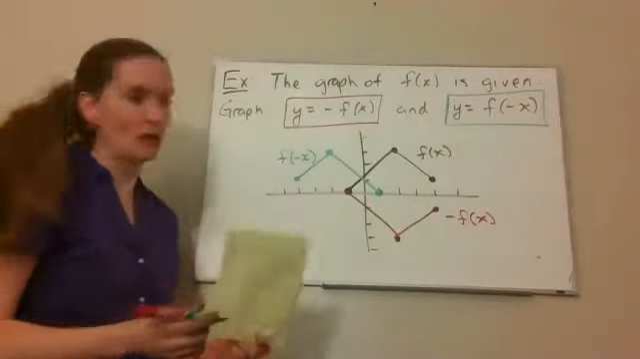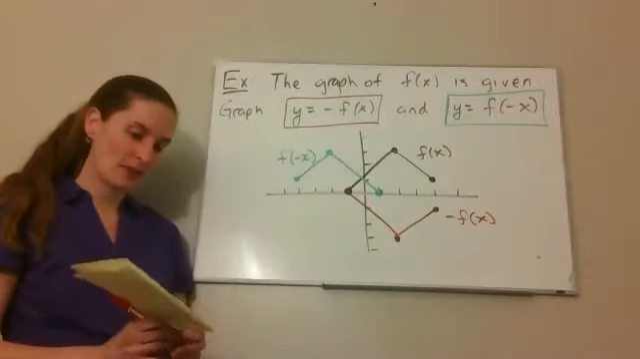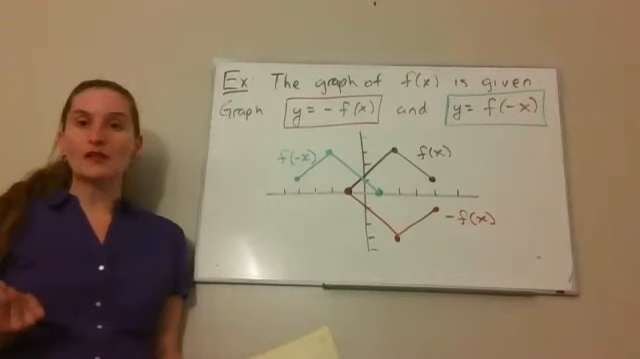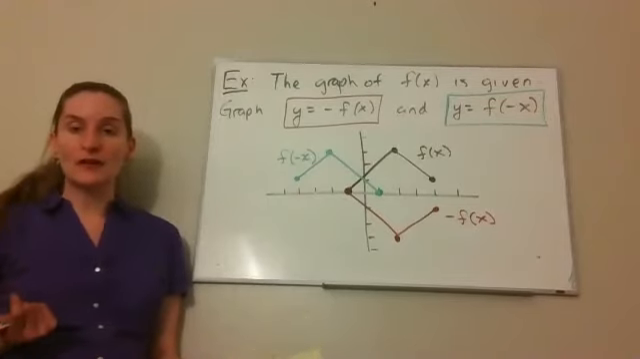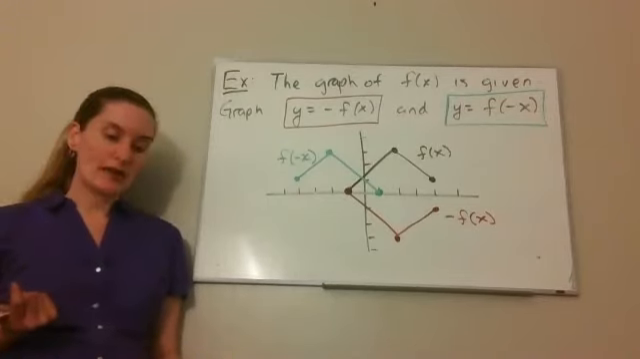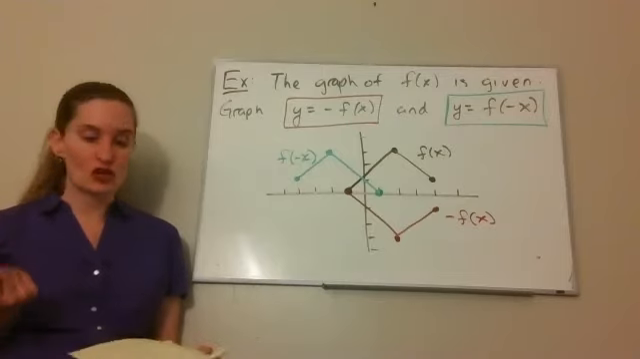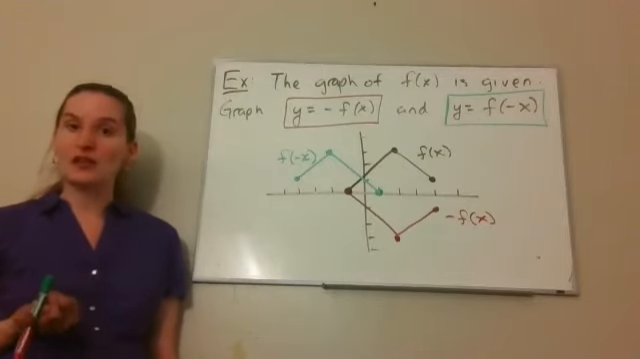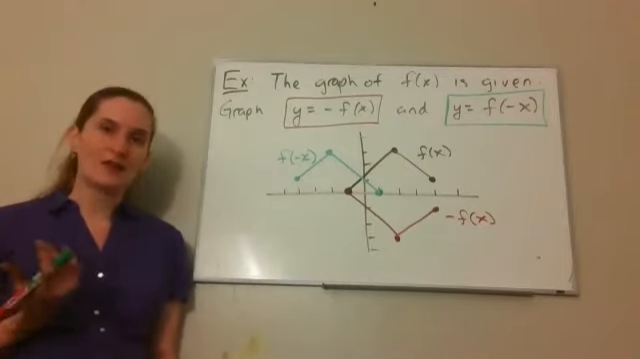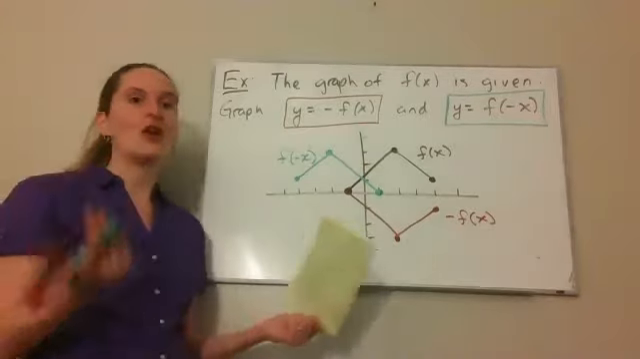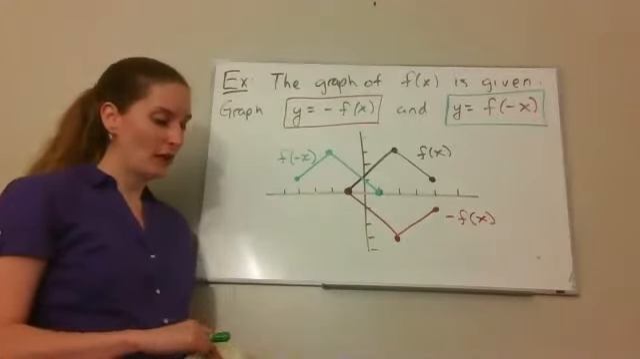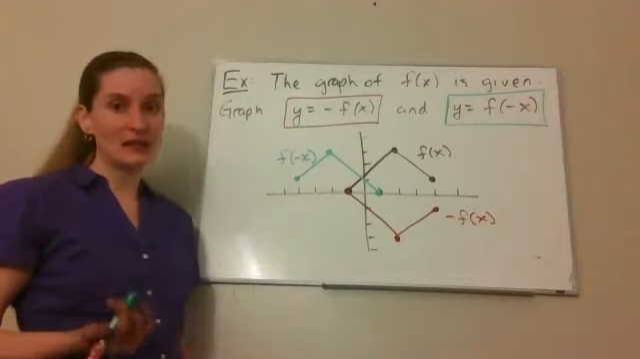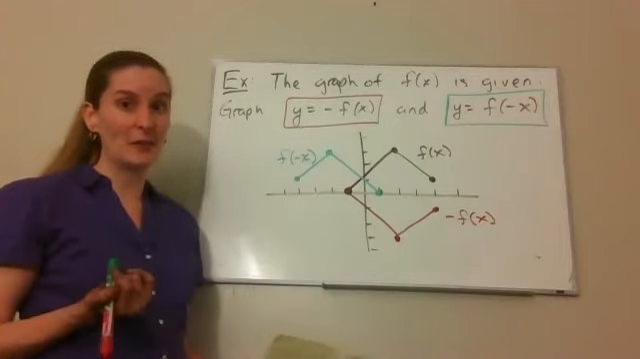So those are how we do our reflections. Now, all of these things that we've talked about so far in this video, all of our translations, our stretches, our shrinks, and these reflections, they're all called transformations. So these are all transformations of graphs. And sometimes we have lots of different transformations in the same graph.